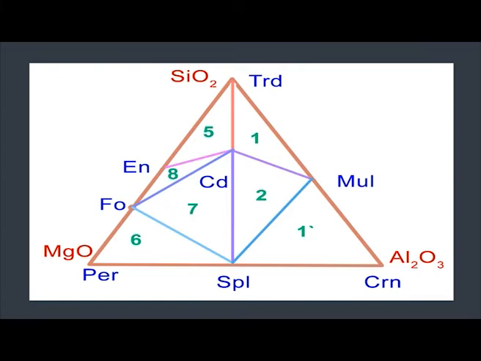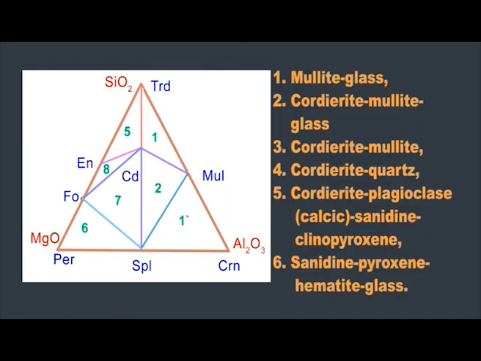Reciprocal diffusion has modified both the metamorphic rocks and the adjacent basaltic magma. The result is relative enrichment of the metamorphic rocks in calcium, magnesium and iron, with complementary loss of silica and alumina. The principal metamorphic assemblages are: first, mullite, glass; second, cordierite, mullite, glass; third, cordierite, mullite; fourth, cordierite, quartz; fifth, cordierite, plagioclase, calcite, sanidine, clinopyroxene; sixth, sanidine, pyroxene, hematite, glass.